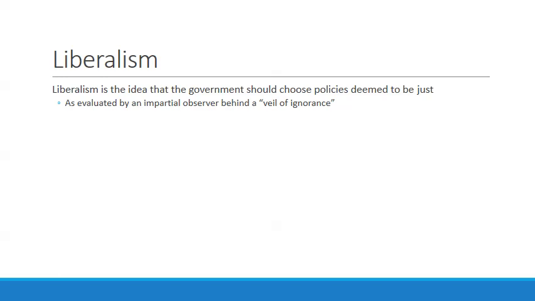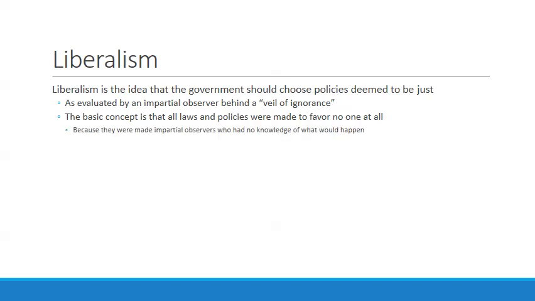The reason they choose to say this concept of a veil of ignorance is because all laws and policies were made to favor no one at all. So that person should assume that they could be at the top or they could be at the absolute bottom in the making of laws. That way they don't make one law that favors any one group. So because they were made impartial observers who had no knowledge of what would happen, the fear of being on the bottom would lead policymakers to make policies that would benefit the bottom the most. So their idea is that if these people thought for one second that they could be at the bottom, they would make laws to help those people the most.